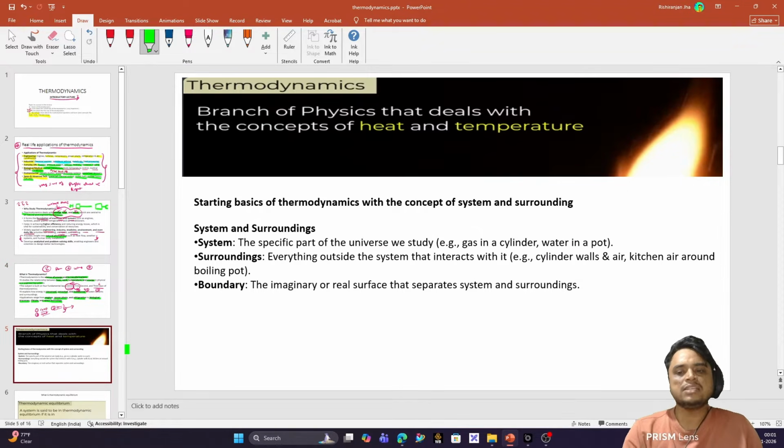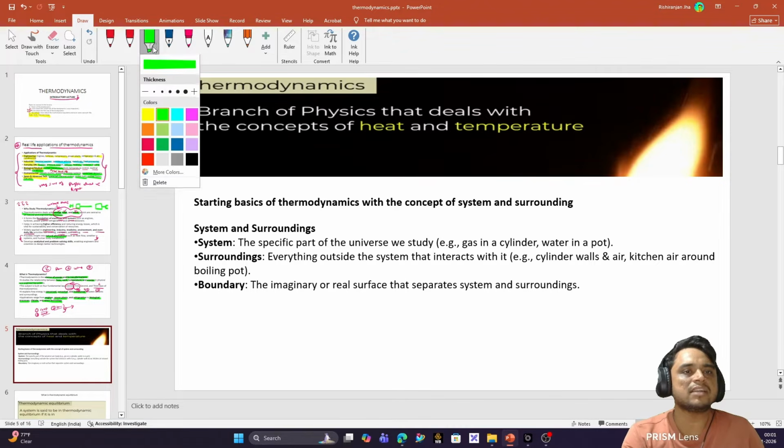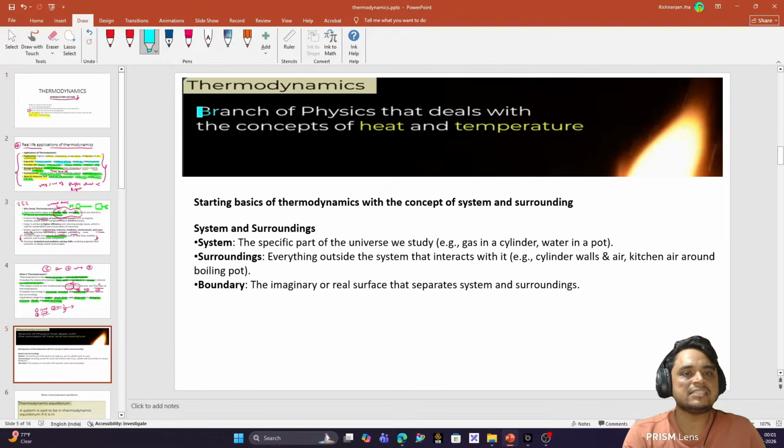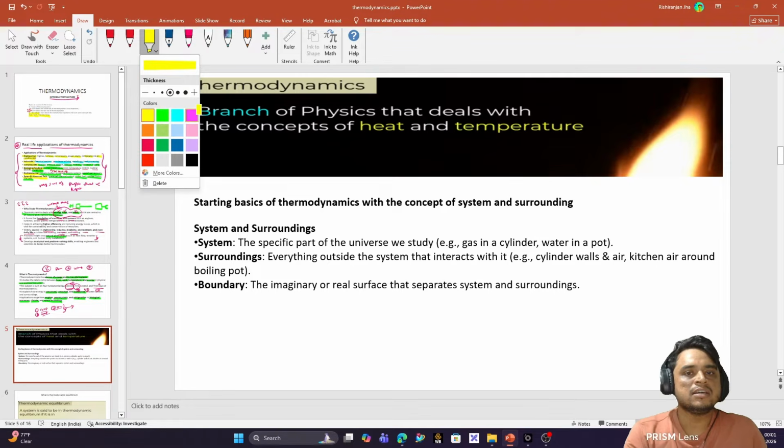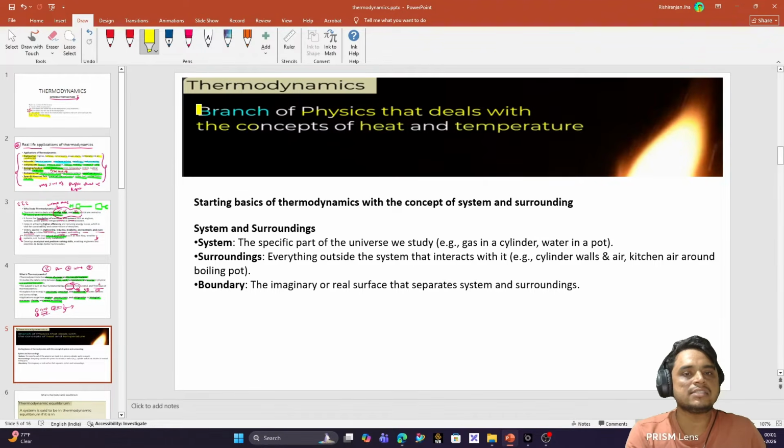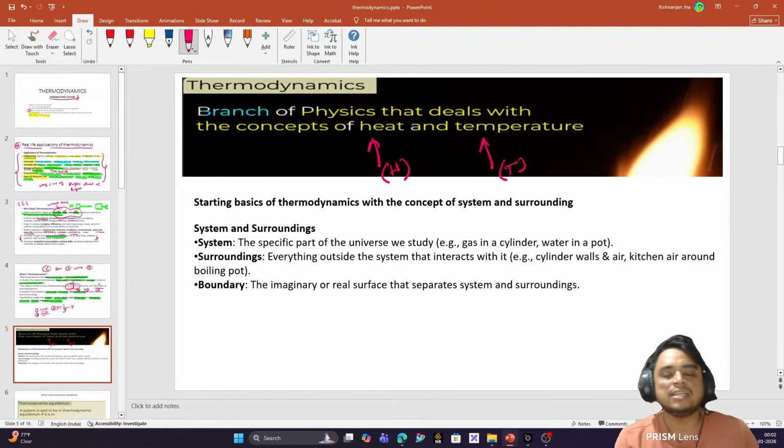So thermodynamics, what is thermodynamics? If we look at the definition, it says it's a branch of physics that deals with the concept of heat and temperature. Just keep in mind, wherever the concept of heat and temperature is there, we have to study thermodynamics in that system. So in simple terms, it's the physics that deals with heat and temperature. Wherever heat and temperature is involved, thermodynamics will be involved, right?